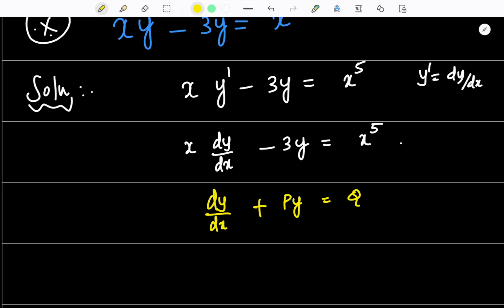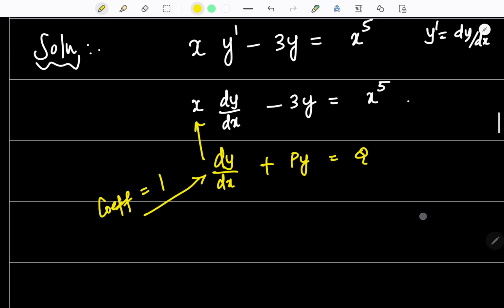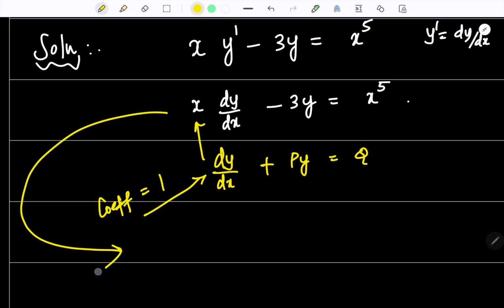Is it same like that? Always your coefficient of dy by dx must be 1. Keep in your mind. Is it not like that? So we cannot start the solution now itself. Before starting, what should I do? I should remove this x. How can I remove this x? I am going to divide by x.